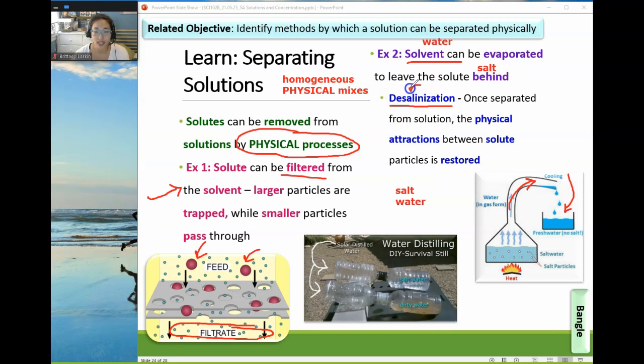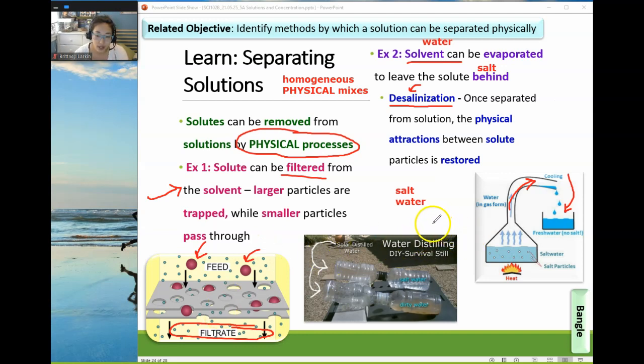If you've ever heard the word saline, like a saline bag in a hospital, saline is salt water, okay? So once this gets separated from the solution, the salt is now able to reform into its normal salt. Again, there's no chemical changes here. It's still chemically sodium chloride.